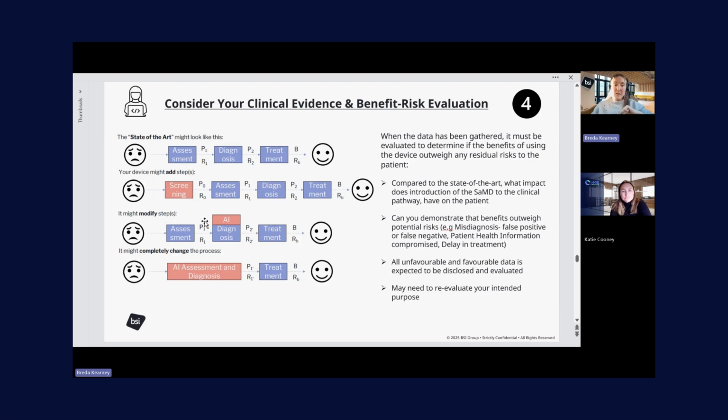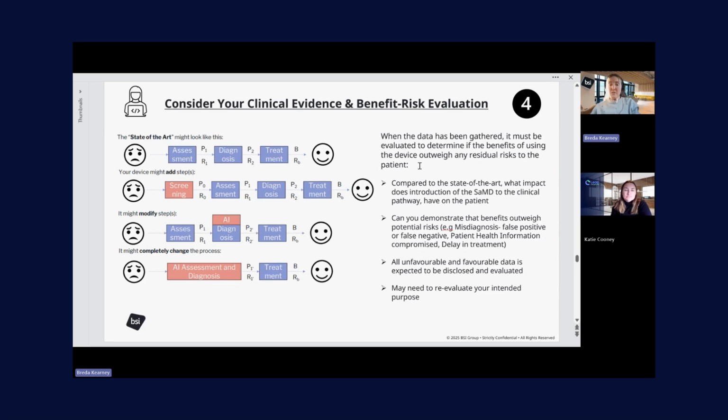We might be modifying one of the steps. So we might be, as part of the diagnosis, adding in AI to aid diagnosis, or we might be completely changing the process by taking the human out and putting in AI to replace assessment and diagnosis. So you have to be very clear on what exactly my device is doing to the clinical care pathway and how it compares back to state of the art.